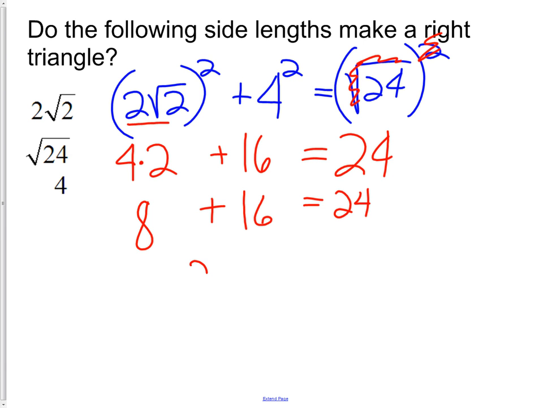Once again, we do have a right triangle because the a squared plus b squared equals the c squared. If you have an issue with these, make sure to talk to me. I can help you out, and I can also show you how your calculators can calculate these for you.